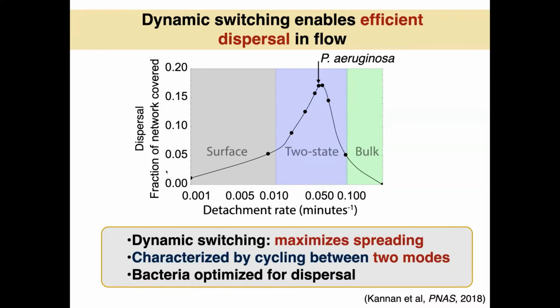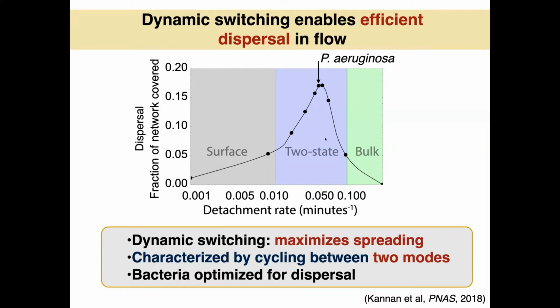So we're looking at dispersal here, and in simulations, what we found is that if you're only stuck to the surface and you're only crawling on the surface, you're not gonna get very far in the network because you can only move upstream and you can only move upstream very slowly. And if you're stuck inside the bulk, you're also not gonna go anywhere because the bulk is moving much faster than the bacteria can swim. It's kind of like if you're, again, in the river, you're not gonna get very far by swimming upriver. You're just gonna get swept down.